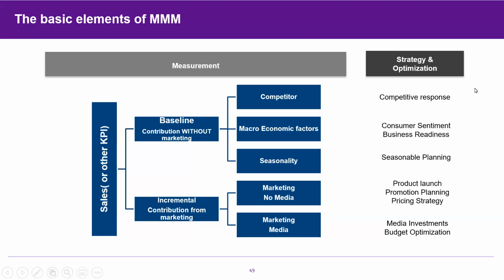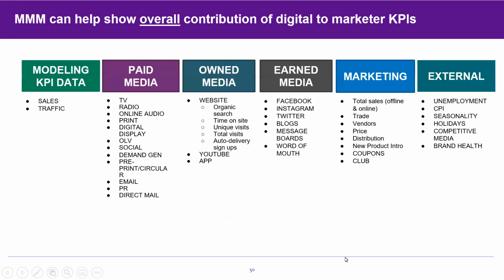So for strategy, MMMs can be used for strategy and optimization, for competitive response, consumer sentiment or business readiness, seasonal planning, product launches, promotional planning, pricing strategy, media investment, and budget optimization. And MMM can help show the overall contribution of digital to marketer KPIs, along with looking at the contributions of other media channels, paid, owned, and earned, and external factors.